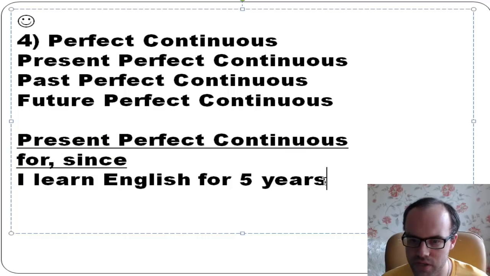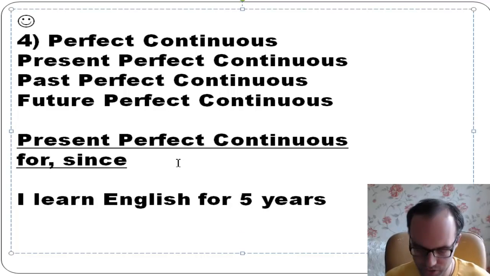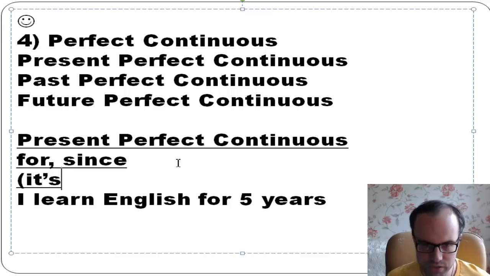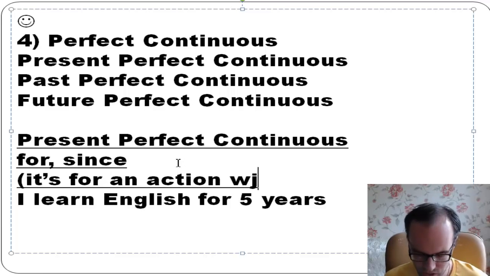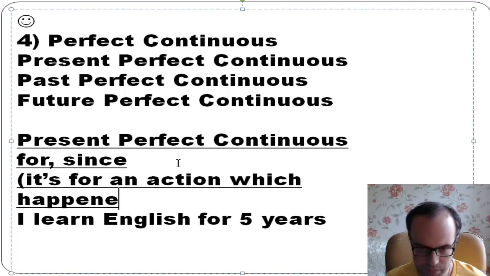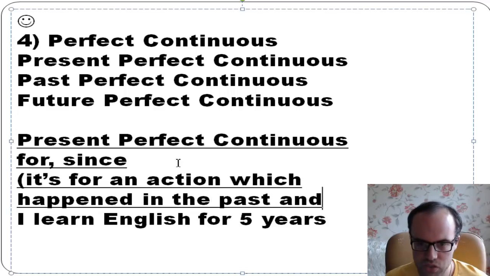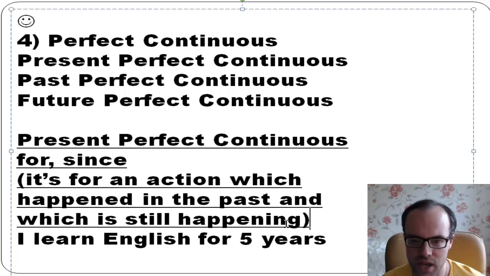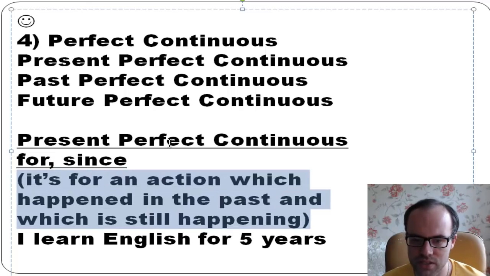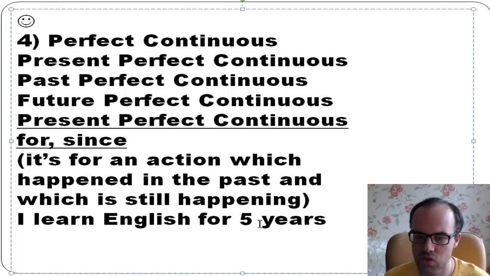So, what is present perfect continuous? It's for an action, if it's one action, which happened in the past and which is still happening. And we use for and since. Look, "I learn English for 5 years." So what does it mean? If you have for 5 years, it means that I started learning English.